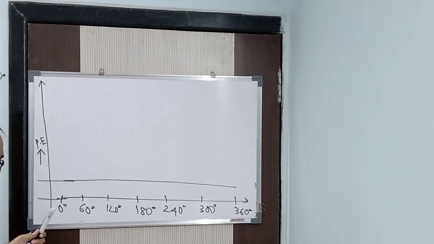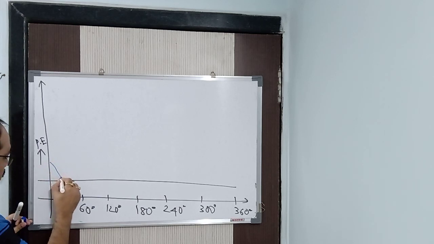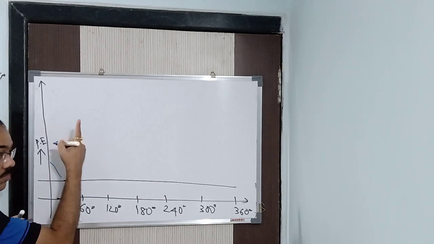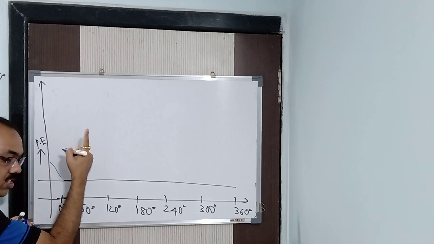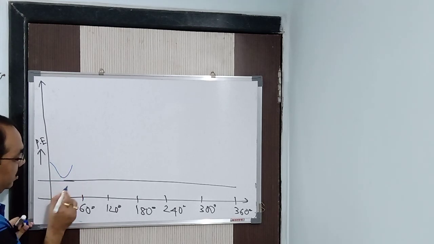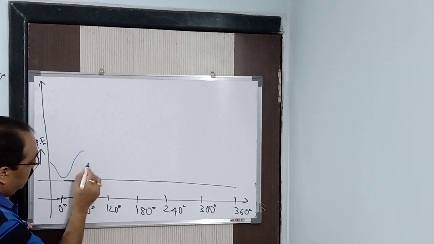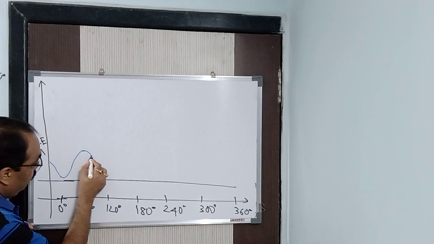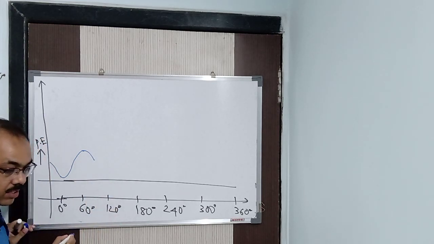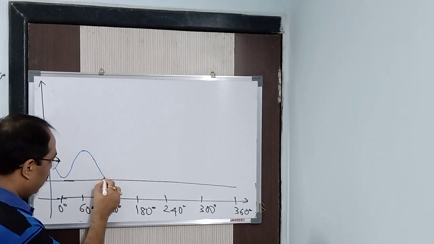Let me take a blue pen and let me start. So this is your 0 degree. The first one starts from here. Remember the diagram which I have shown you? So this is the first one. At 60 degree, the graph will go up. At 120 degree, the graph comes here.